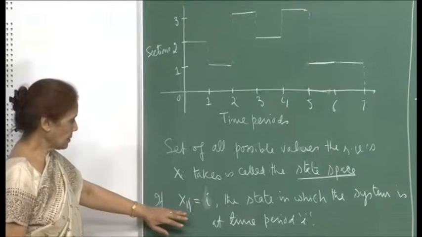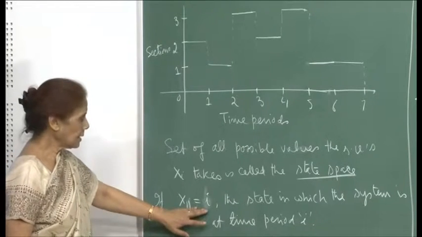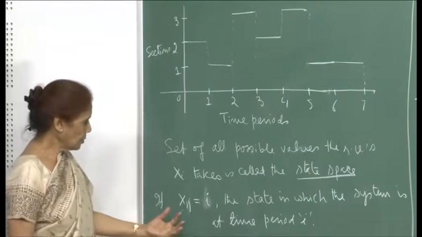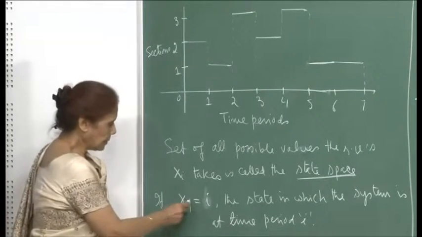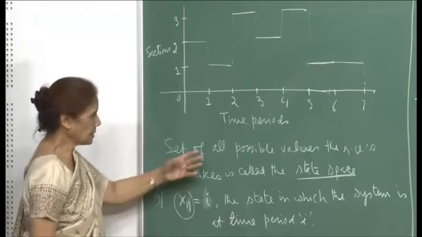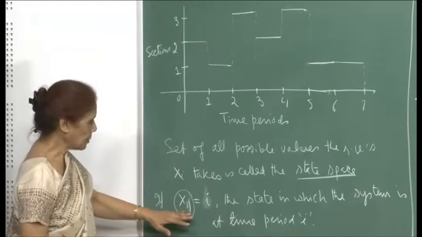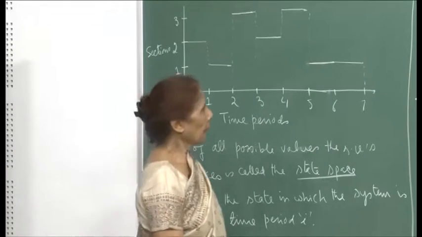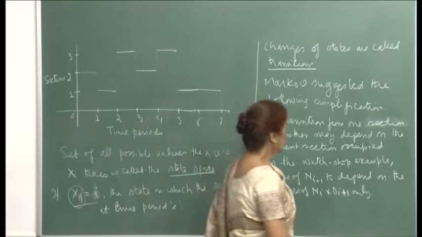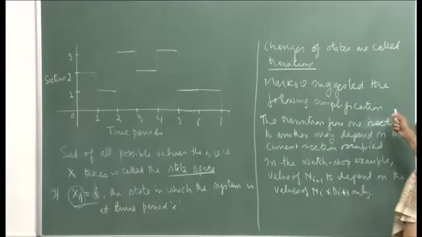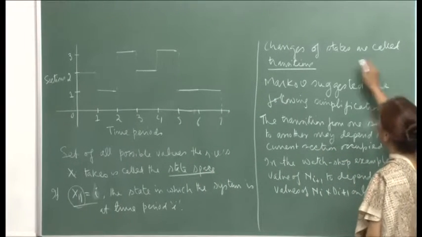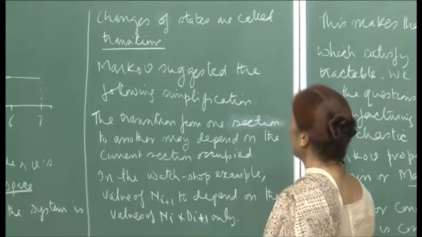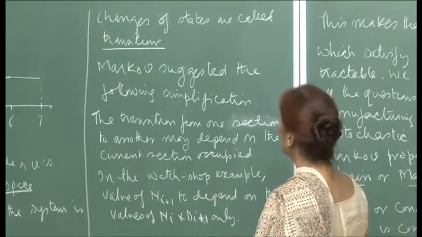So, here for example, xn is i means the state in which the system is at time period n. The xi's are the random variables which describe the process. And when the system changes from one state to another, we call such a change a transition. So, these are called transitions.